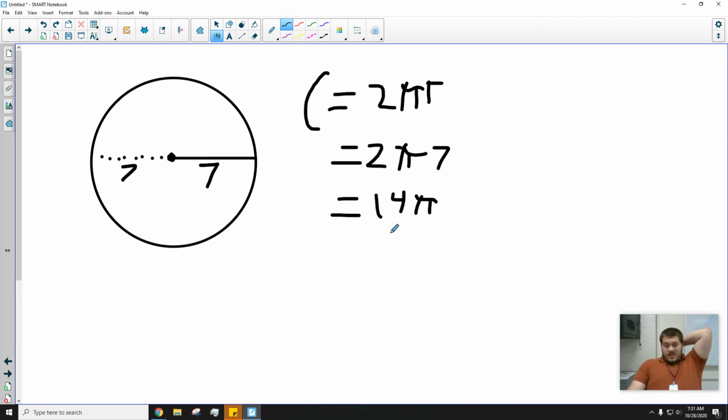That's pretty much it for circumference for our purposes. We might expand upon it a little bit later, but for now, that's all. If you have any questions, just let me know.